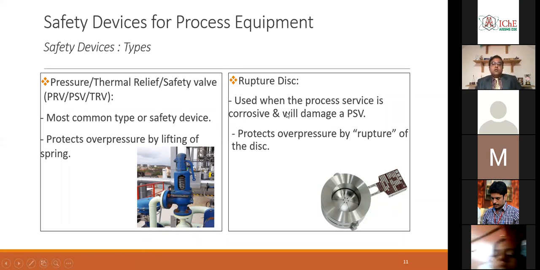Then comes the rupture disc. Rupture discs are used where the process service is a corrosive one. You cannot use a PSV because the process service may damage the PSV seat and the spring. So we simply use a disc with a preset thickness so that when the pressure exceeds a certain limit, this disc will simply burst and the liquid will go out into the discharge collection system.